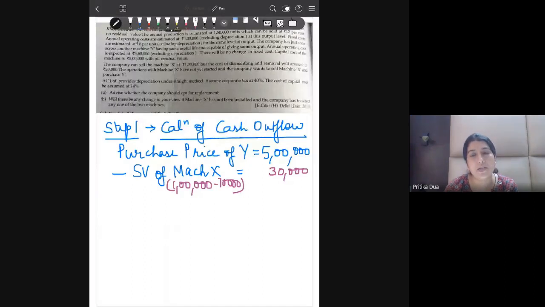The old machine, though it has not been used, machine X, will be sold for 1 lakh, and 30,000 will be the cost of removal and dismantling this machine. Oh, sorry, 70,000 will be the answer. So yes, you are right. It will be 70,000. I'm sorry. So minus 30,000, so 70,000 will be your scrap value.